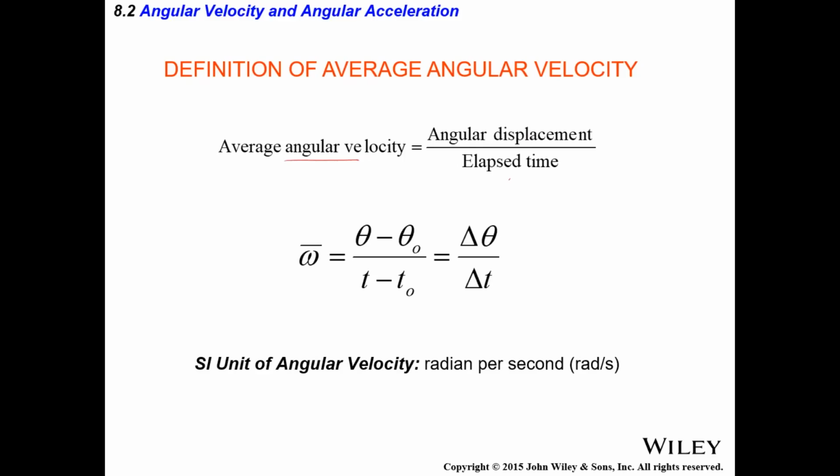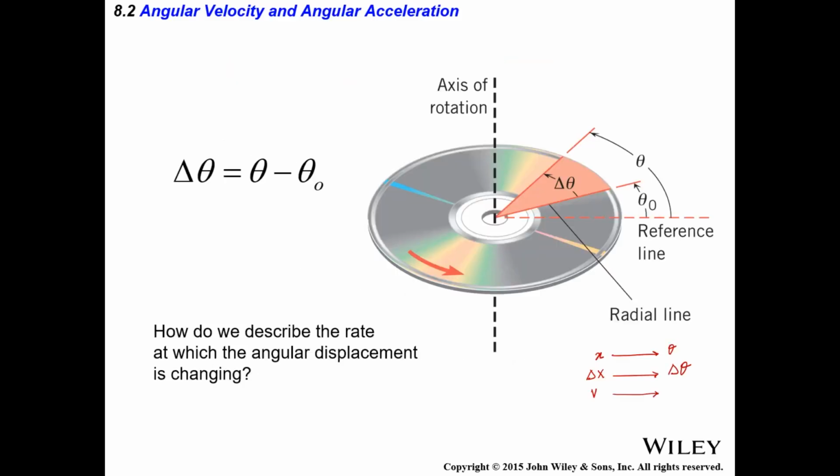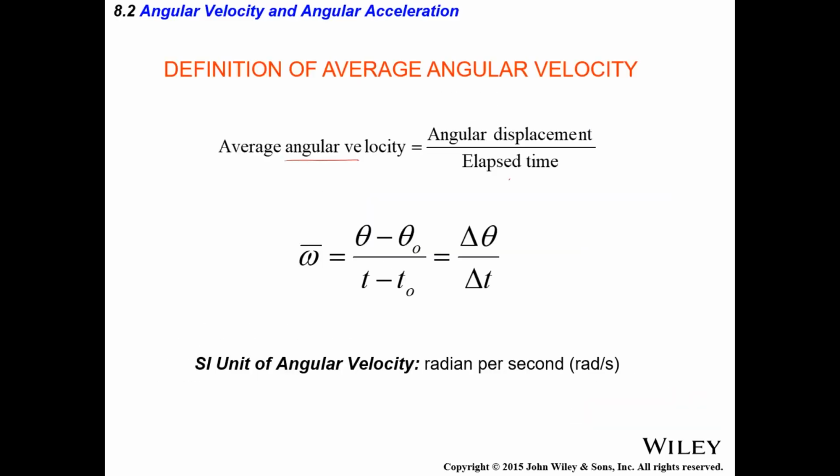Before, the translational velocity was delta x over delta t. For the angular velocity, this will be delta theta over delta t. So it's all by analogy, quite straightforward. So we have here the average angular velocity, the angular displacement over the elapsed time. The SI unit of the angular velocity will be radian per second.